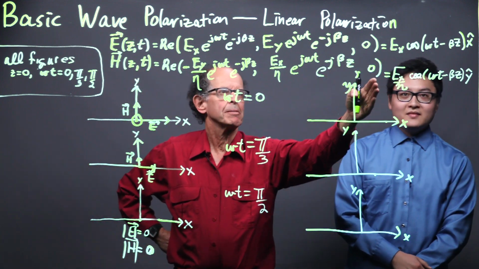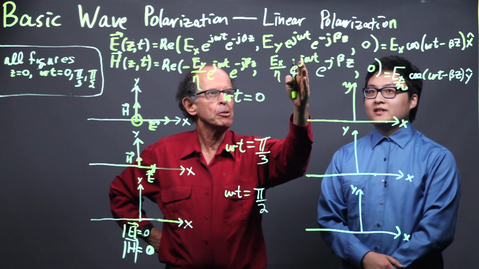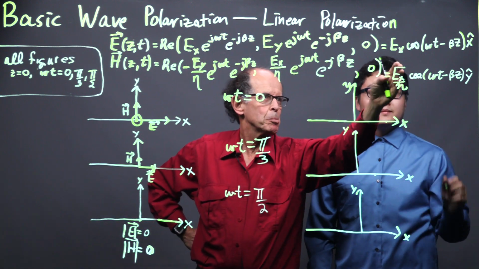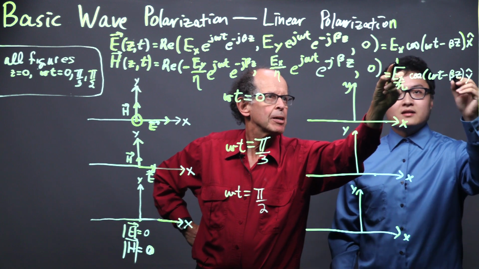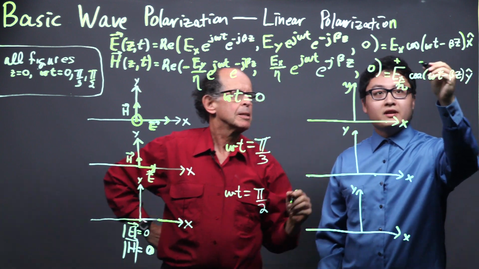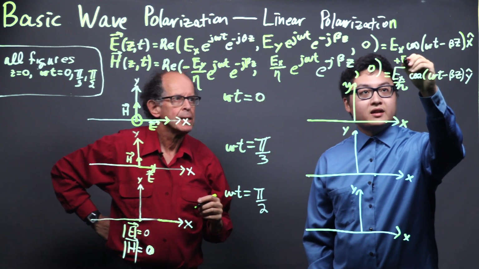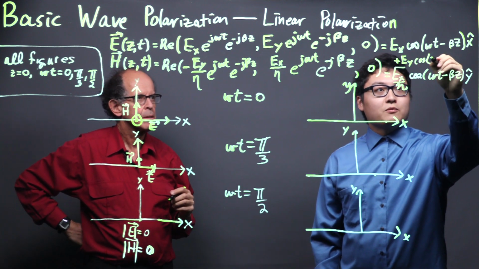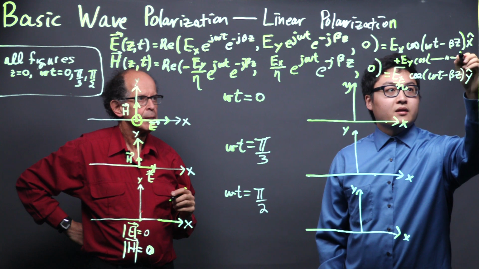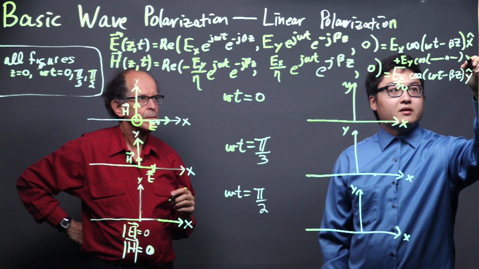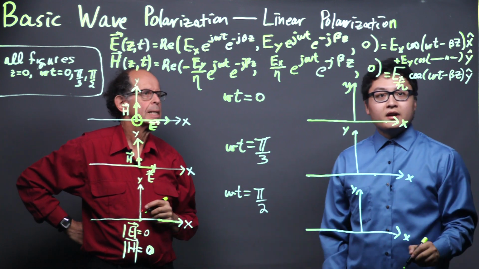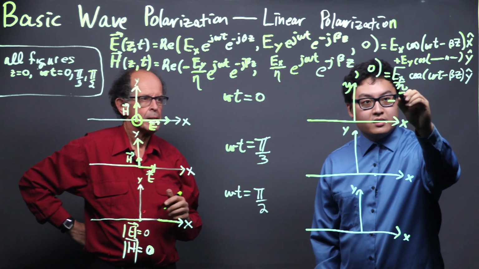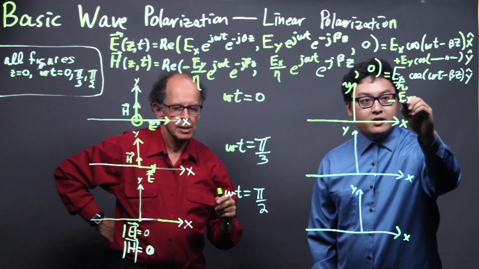Now we want to fix this up, right? Because now you have a vector with two components, so we need to add stuff here. Sounds good. So we add EY cos, well, it's the same thing. And then in the y direction. Right? Then for H, we have minus EY over eta.